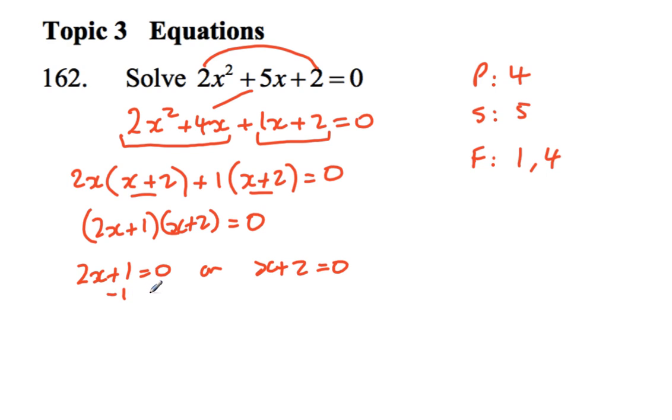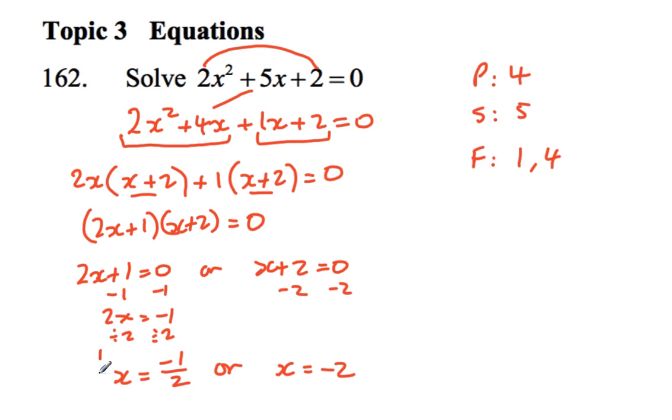Let's solve the little equations. 2x equals minus 1. We'll divide by 2. Running out of room. Just got there, I think. Minus a half. Or we'll just minus 2 both sides. x equals minus 2. So that's our answers there.